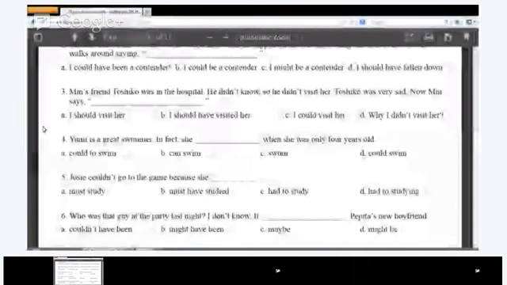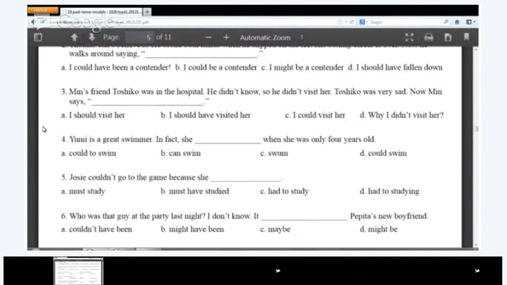Toshiku was very sad. Now Men says, I should have visited her. Yes, I should have visited her. Okay, we use should for advisability, right? Yes. So that you can advise yourself as well. You're talking to yourself here and you're saying, I should have visited her. Okay, nice. How about number 4, please?